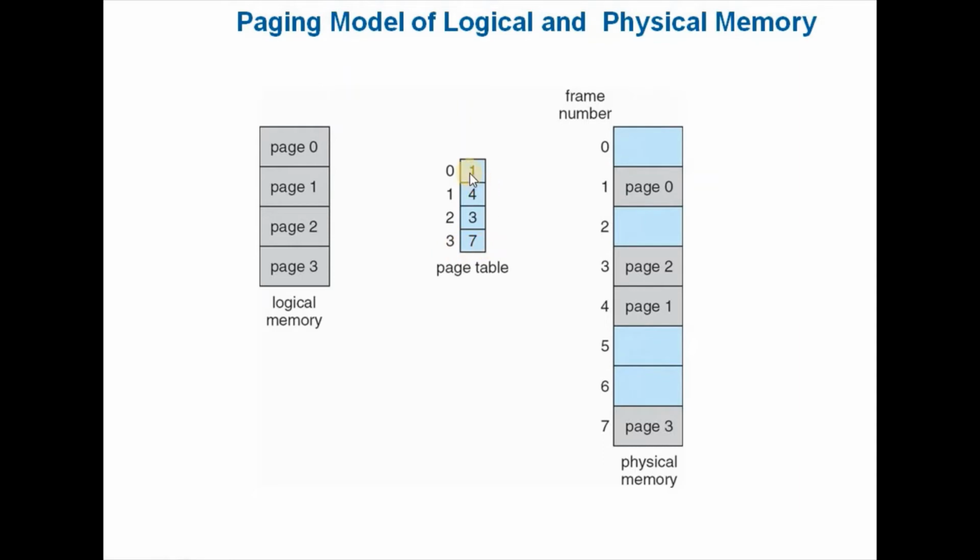So we can see from here that page 0 is mapped into frame number 1. Page 1 is mapped to frame 4. Likewise, page 2 is mapped to frame 3, and page 3 is mapped to frame 7. From here we can clearly understand the use of the page table data structure. Also keep in mind that this is a data structure, so it will also reside in the same physical memory.